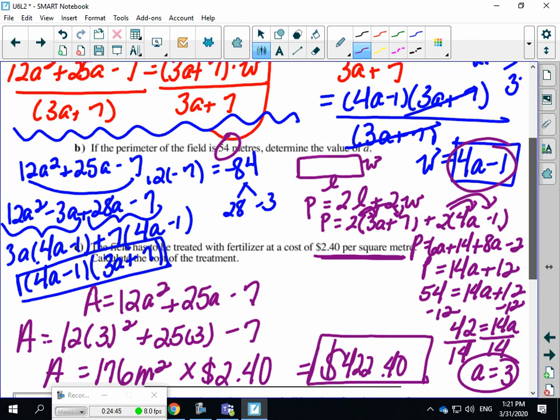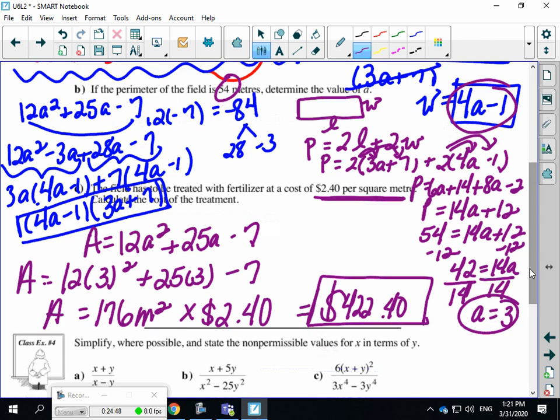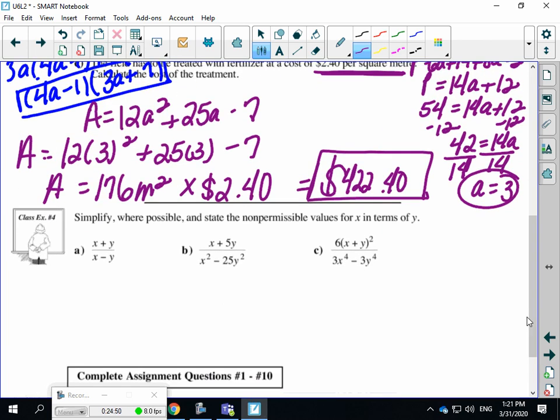Okay. All right, last example we're going to look at, example number 4. So this is where we're actually going to see two variables. So it says simplify where possible and state the non-permissible values for x in terms of y. So they just want to know the NPVs for x. So same 3 steps that we've been doing for these last 2 lessons. Factor number 1, state the NPVs number 2, and then simplify if you can.